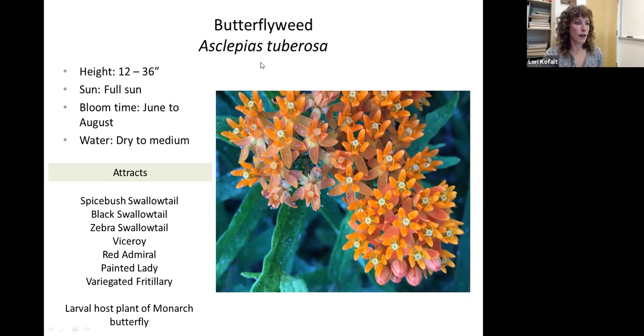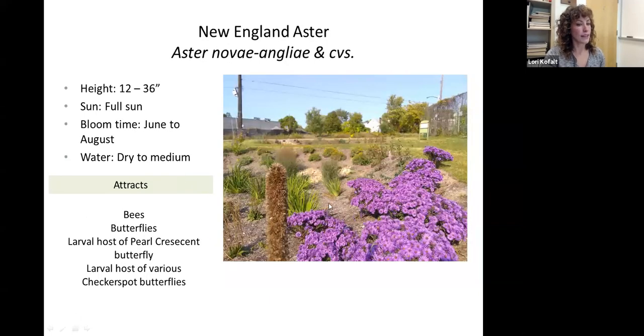And another type of milkweed is butterfly weed, which I had mentioned. It benefits all of the same as the common milkweed. There's also swamp milkweed. New England aster is a great fall nectar plant. This is a picture at our Lincoln and Frankstown rain garden, blooming right now, and it's a larval host of the pearl crescent butterfly.